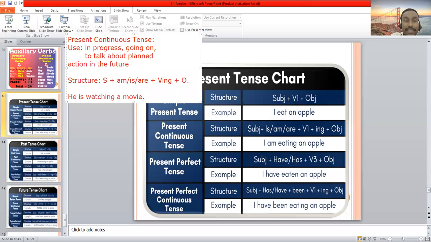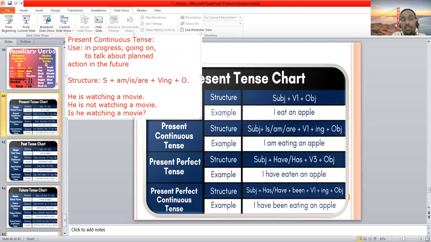So you just try to make it negative. You try to add not to this sentence. How will it be? He is not watching a movie. If you want to make it a question, make it a verbal question. How? Is he watching a movie? Negative question: Isn't he watching a movie?